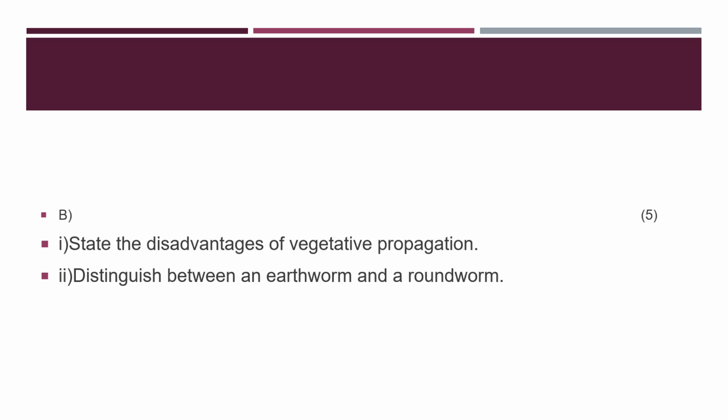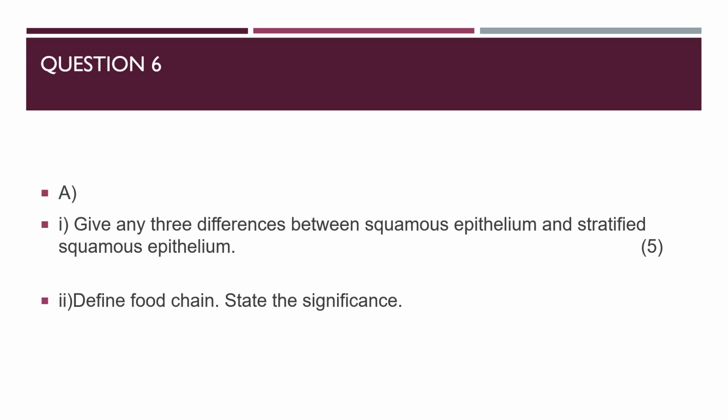Now here B question, state the disadvantages of vegetative propagation. Distinguish between an earthworm and a roundworm. So is it clear to you all? Now here comes question number 6. A. Give any 3 differences between the squamous epithelium and the stratified squamous epithelium. So any 3 differences between squamous epithelium and stratified squamous epithelium.